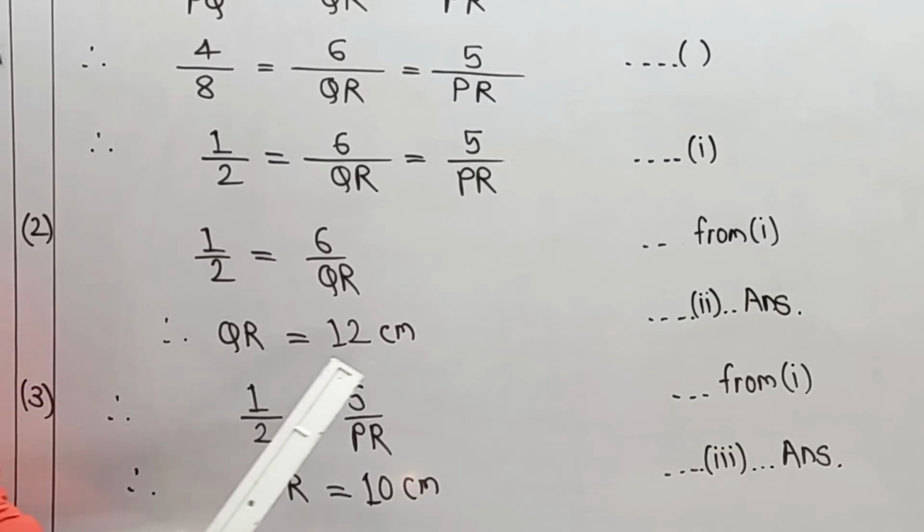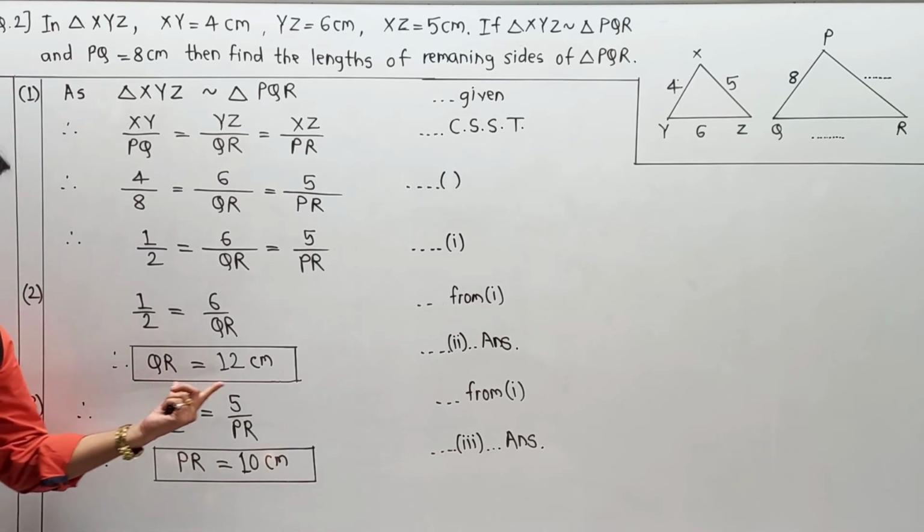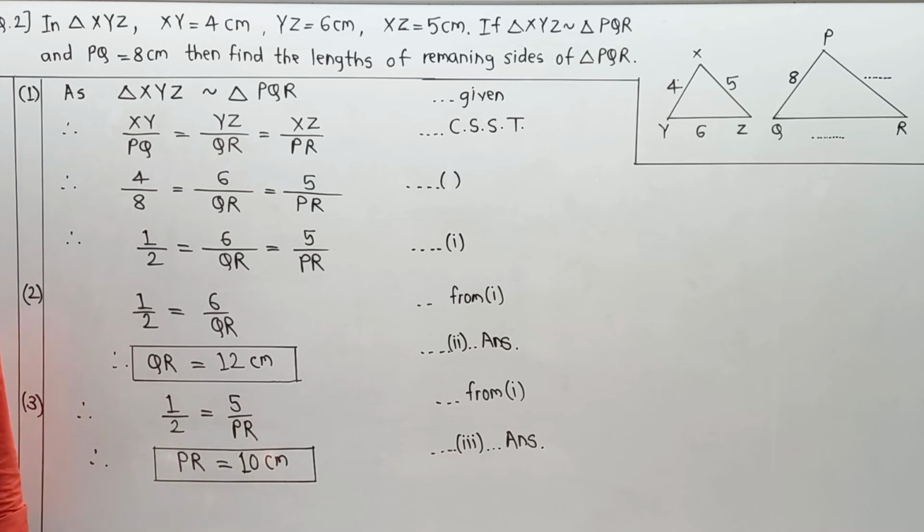Now, as I am able to get QR as 12 centimeter and PR as 10 centimeter, this is the answer. I am going to box both of them so that they are properly highlighted. In this way, we are able to find the remaining side QR is 12 and the third side PR is 10 centimeter, and you can complete the part. If you want to add that data into your respective diagram, you can add it.